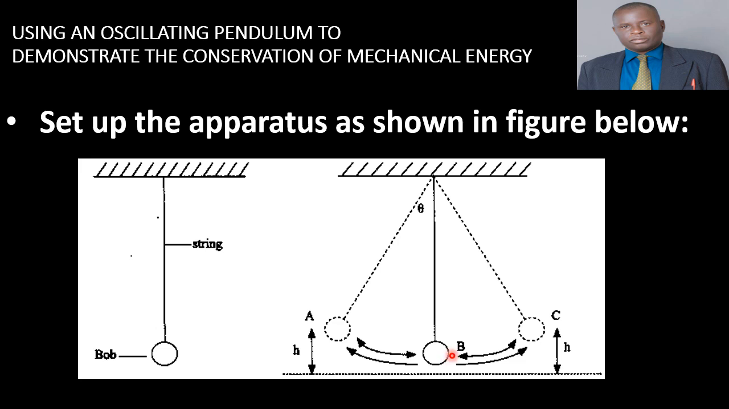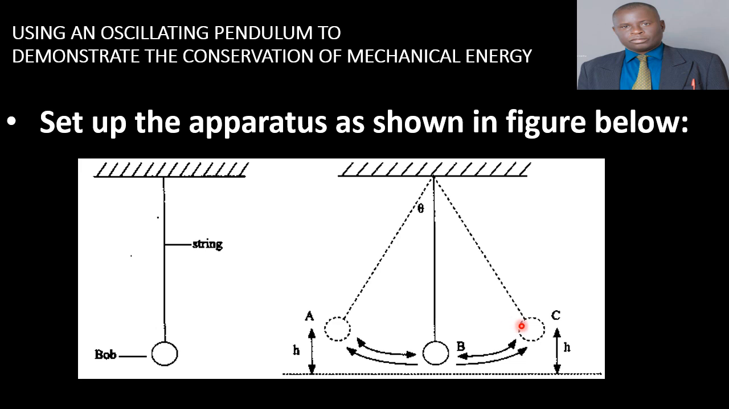Then it will proceed from B to point C, again at a height h. In other words, the height at C with respect to B increases. So that height will make the bulb acquire another form of energy, which is the gravitational potential energy. So what is happening now is that from potential energy at A, the energy changes to kinetic energy at B, which changes to potential energy again at point C.